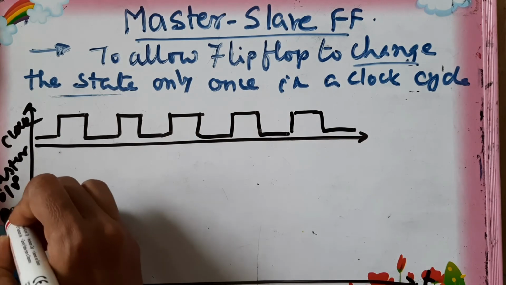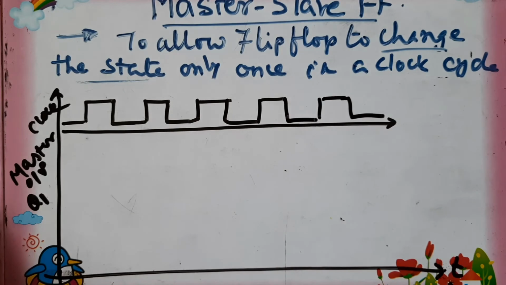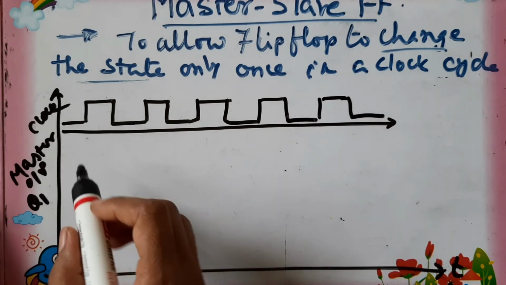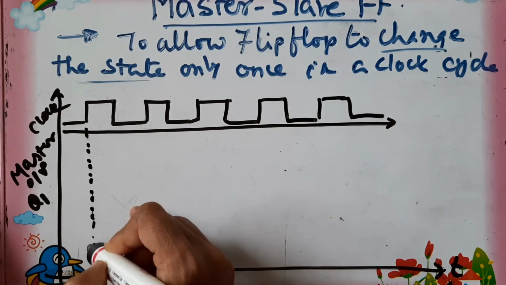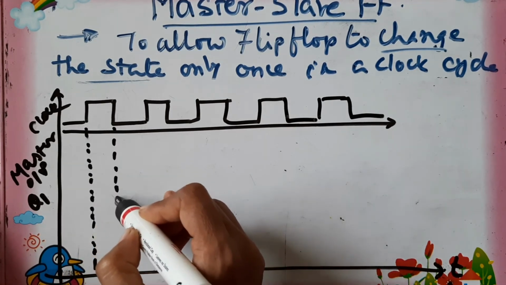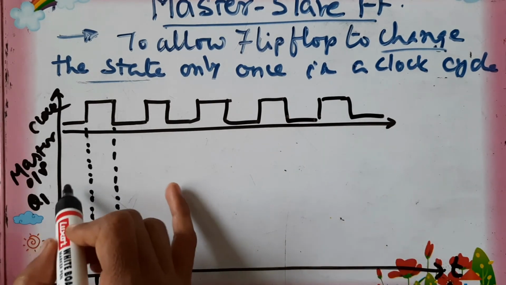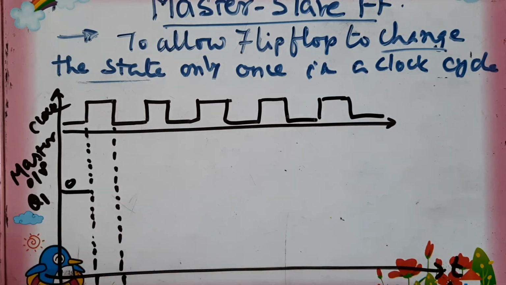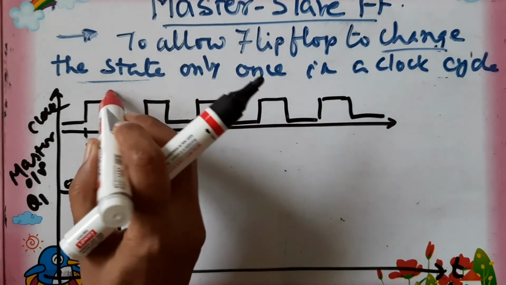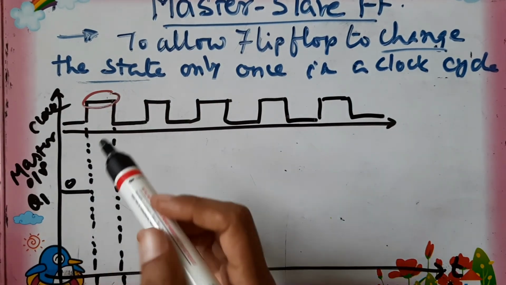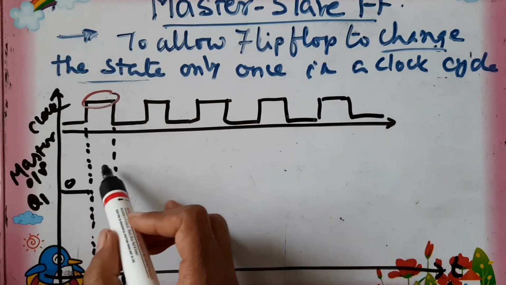Now the master's output, that is Q1 as per our circuit. Master's output, we marked it as Q1. Now what will happen? Master is active for positive level of the clock, and when the clock is negative, slave will be activated. So let us assume that the initial value of Q1 is 0. So this is positive level of the clock. See, this is positive level of the clock. So it will trigger the master on, and this Q1 will change the state.